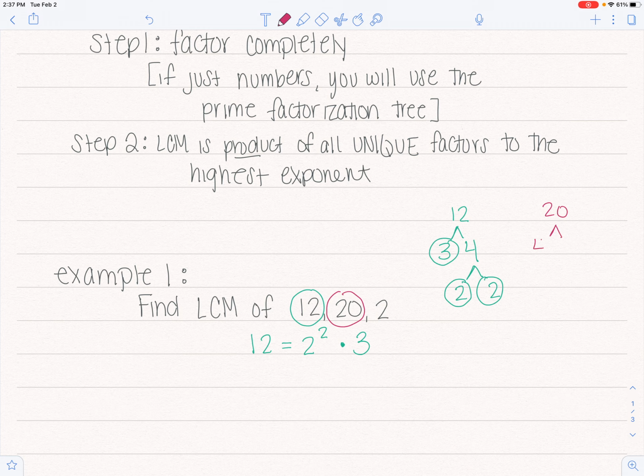I'm going to start with 4 and 5. Well, 5 is prime, so I'm done. 4, though, is 2 and 2, so now I'm done there. So it's all broken down into primes, and just like 12, instead of writing 2 times 2 times 5, I'm going to write this as 2 squared times 5. So 20 is 2 squared times 5.